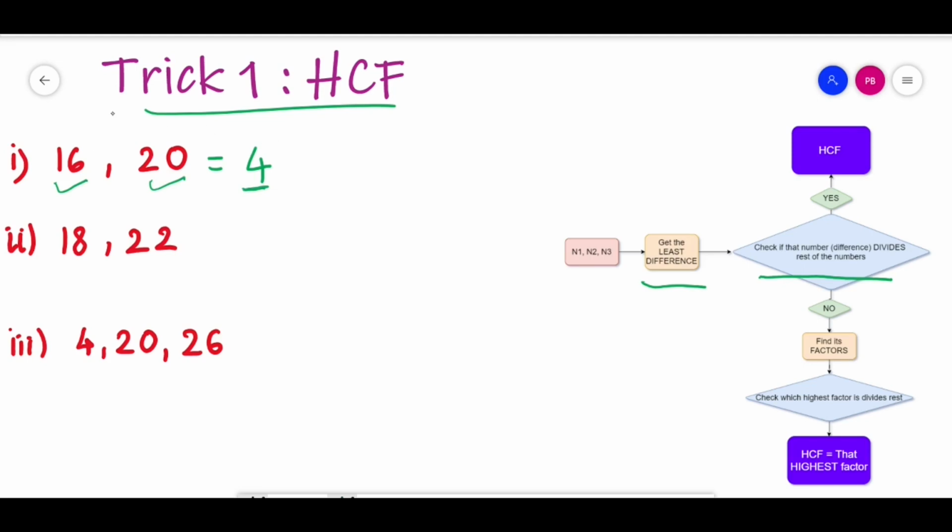4 4s are 16. Yes. 4 5s are 20. So our answer is yes. That means your HCF is 4. This is your answer. Next one, 18 and 22.